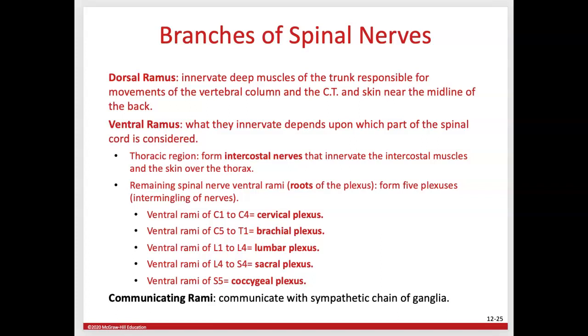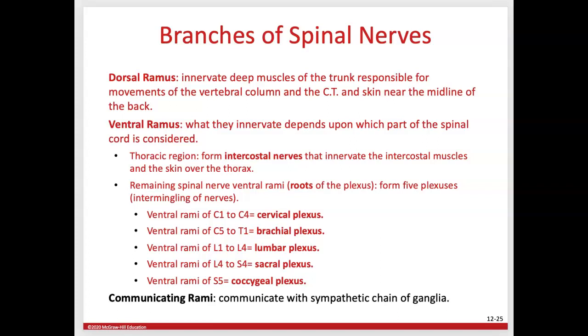So, branches of the spinal nerve. We have a dorsal ramus. They innervate, and when we say the word innervate, think of it as serving that area. It goes to that area, it fuels that area with signals, okay? So, a dorsal ramus innervates deep muscles of the trunk and is responsible for movements of the vertebral column and the connective tissue and skin near the midline of the back.